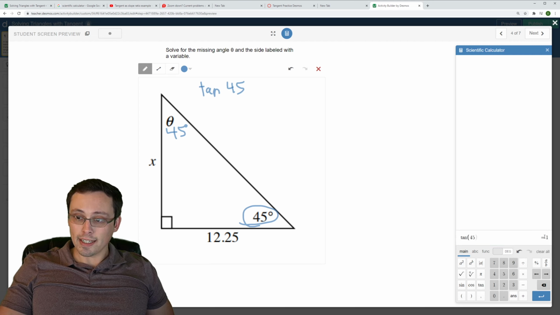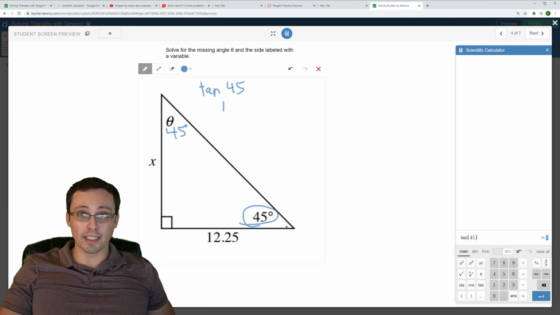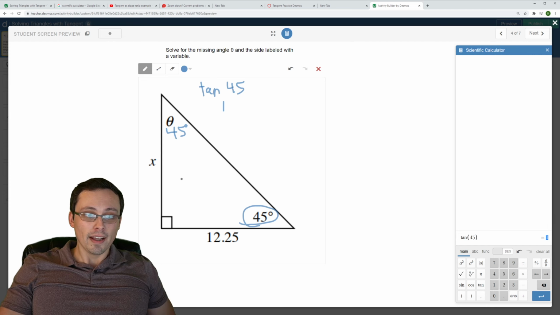Tan 45. And hey, it comes out as 1. And you might be like, is that right? Well, it should make sense. A 45-degree angle would be half of a square. So if this was a square, it would be going up the same amount it's going over, and your slope would be 1. Which would imply that our answer is probably going to be 12.25.